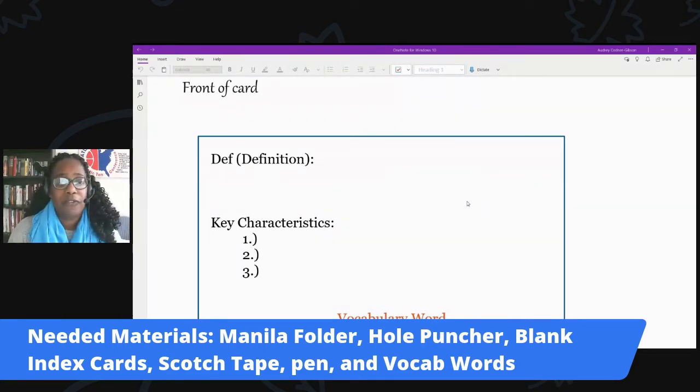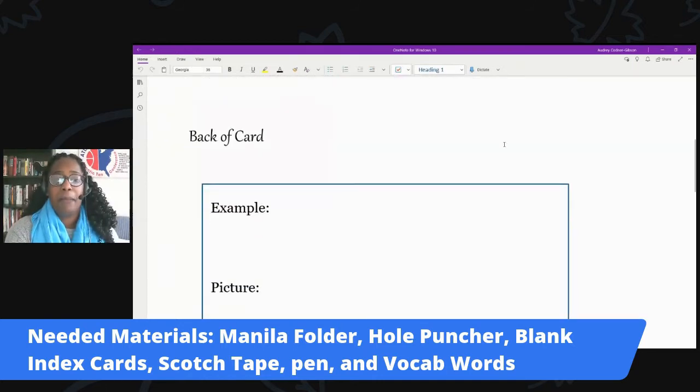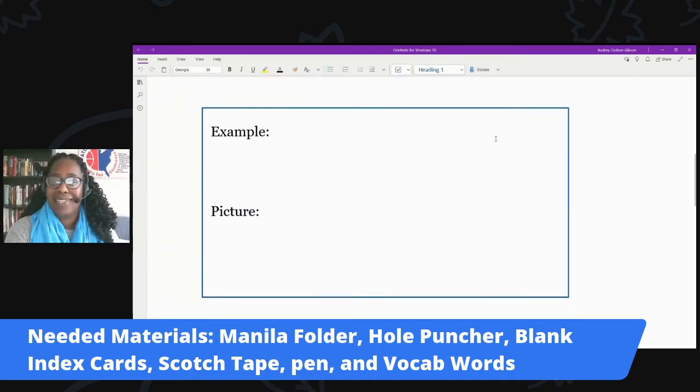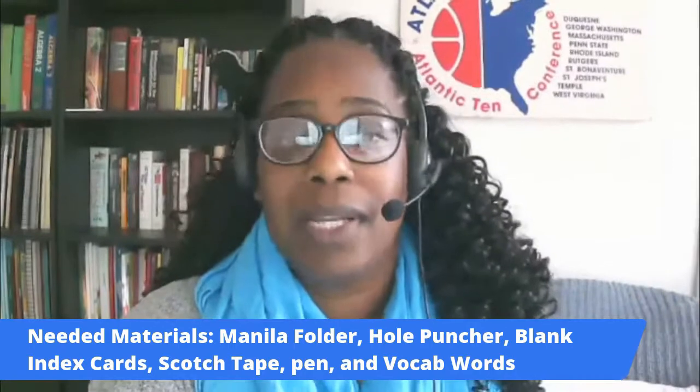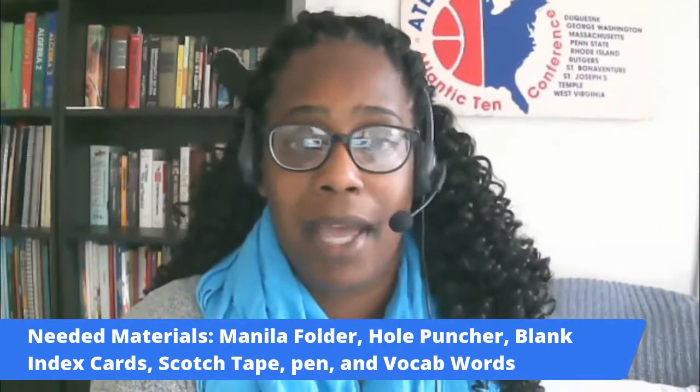On the very front, you're going to write the definition at the top and any key characteristics that the word is associated with. At the very bottom middle, you're going to write that vocabulary word. When you flip your card, on the back of the card, you're going to write an example, and then you're also going to show a picture. I'm going to show you exactly what I'm talking about.